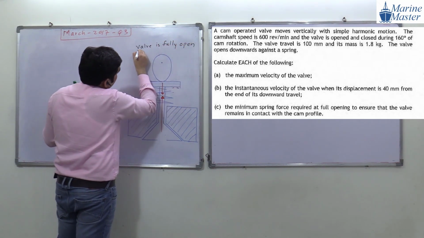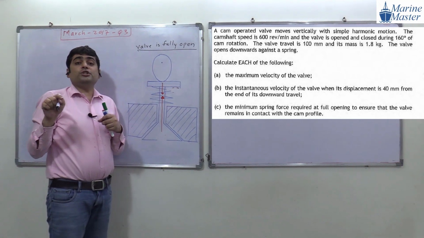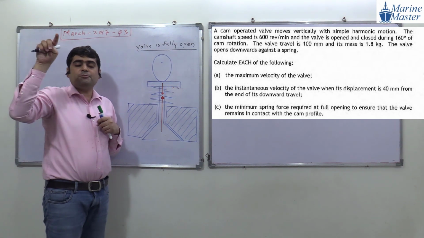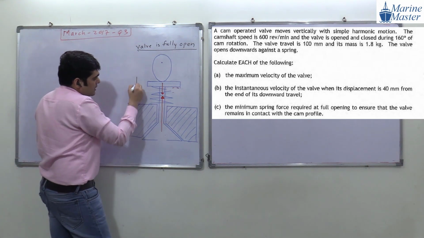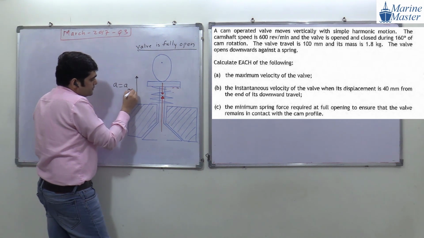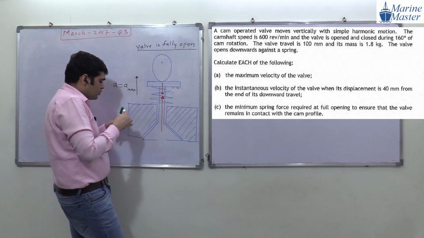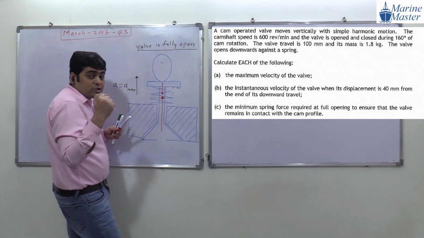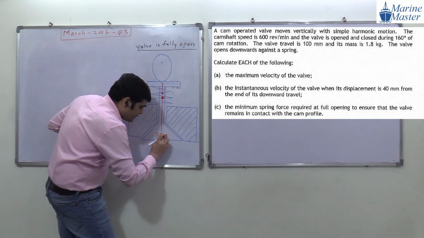Here the valve is fully open. When the valve is fully open, its position is the bottommost. And with respect to the bottommost position, the fixed point is above, so the acceleration is directed upward. And a is equal to a max. Try to see the point here. Now we have to calculate the minimum value of spring force when the valve is fully open.